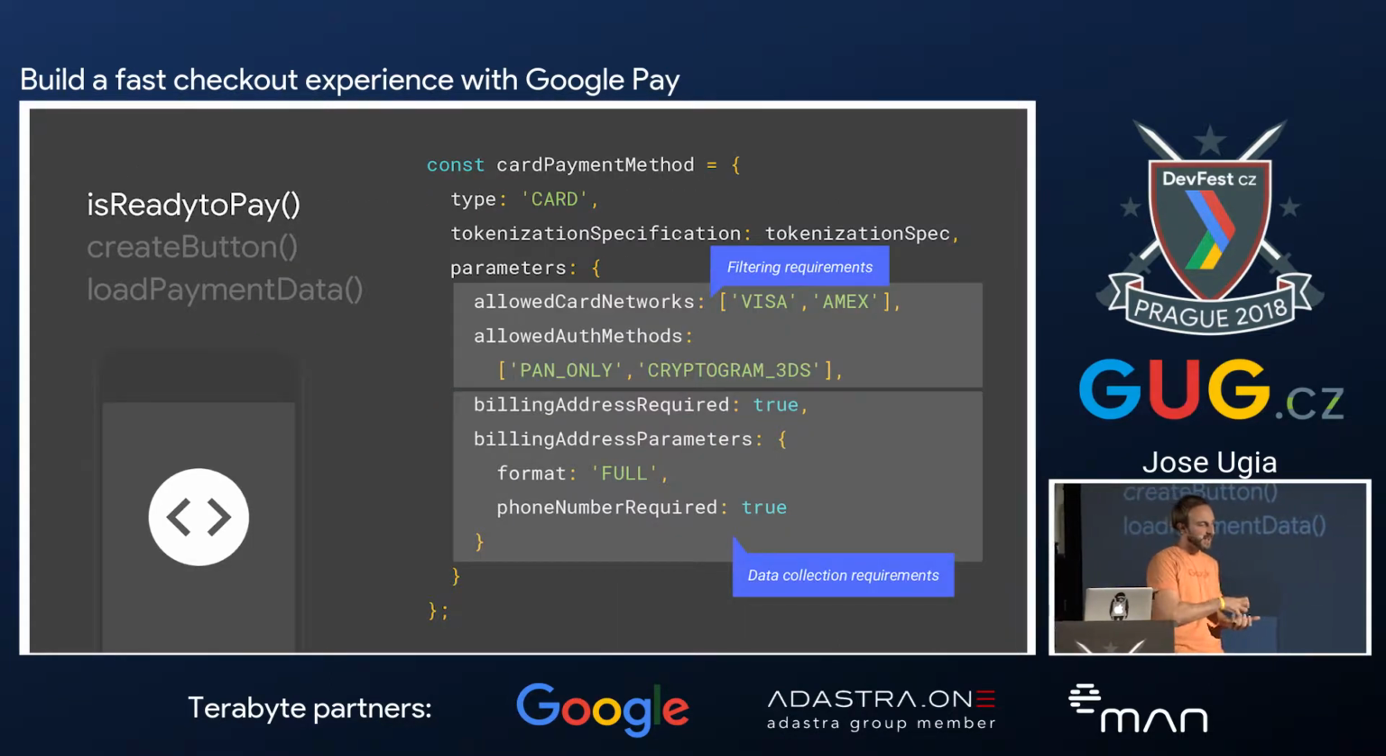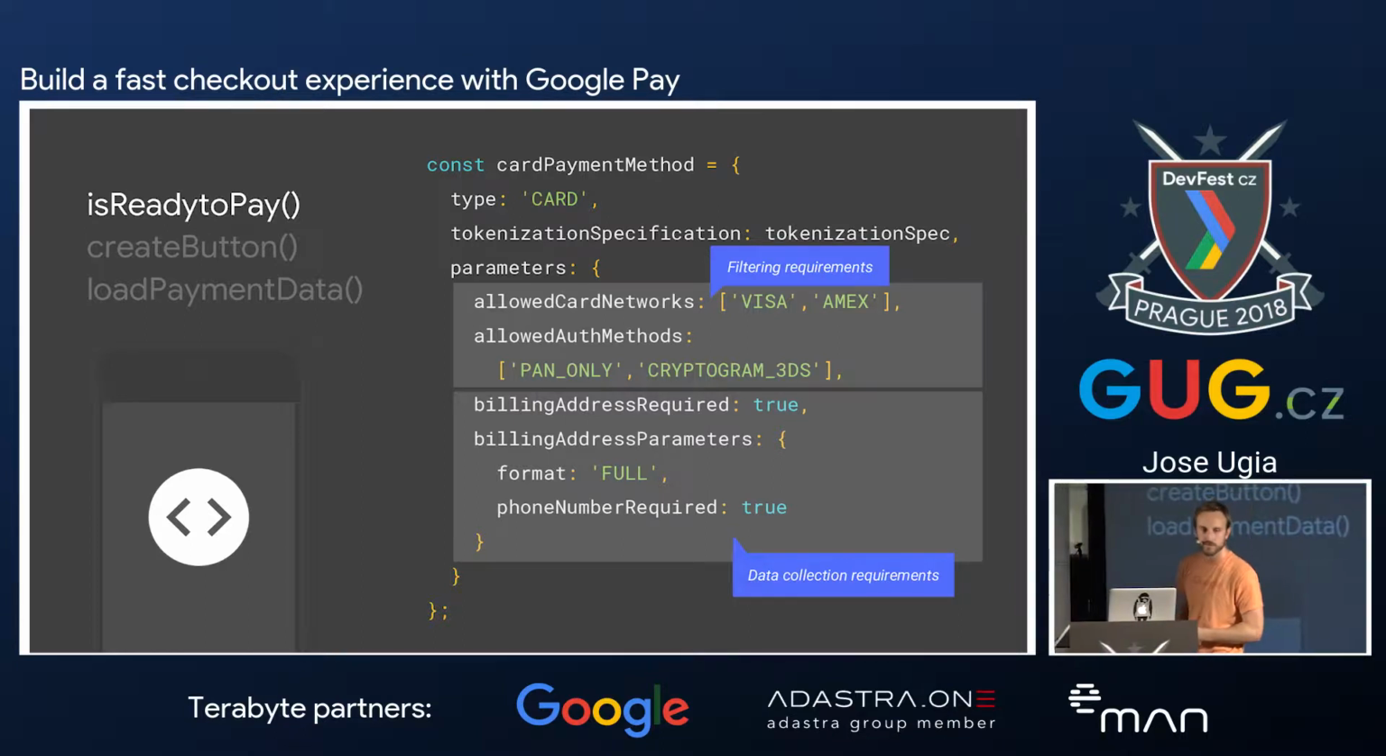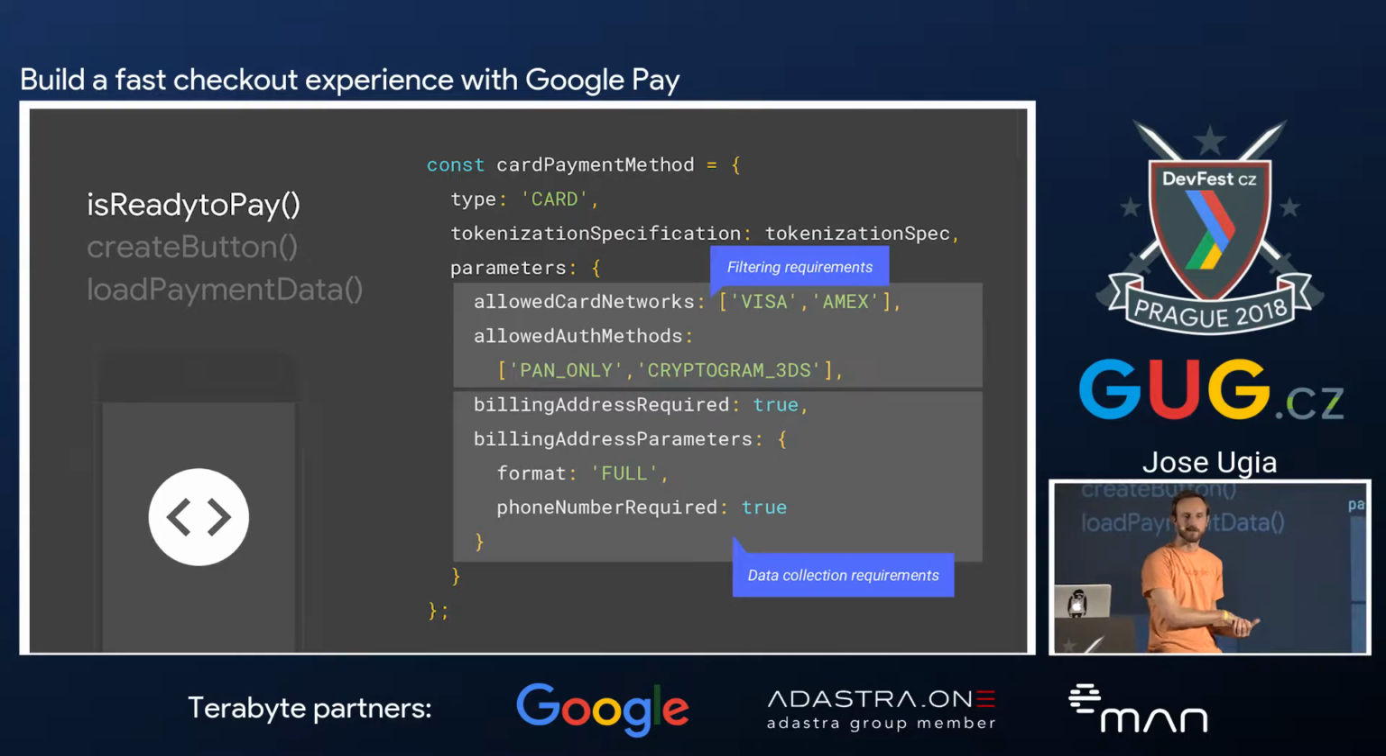Now, I'm going to define, let's say, the allowed forms of payment that I accept on my site. It might be that I only accept MasterCard, or only Visa, or only American Express. And I will also be able to choose which type of authorization method I am going to allow in my site. Will I accept tokenized cards or only regular cards? There's the option as well to ask for billing address information or phone number. That's really up to you.